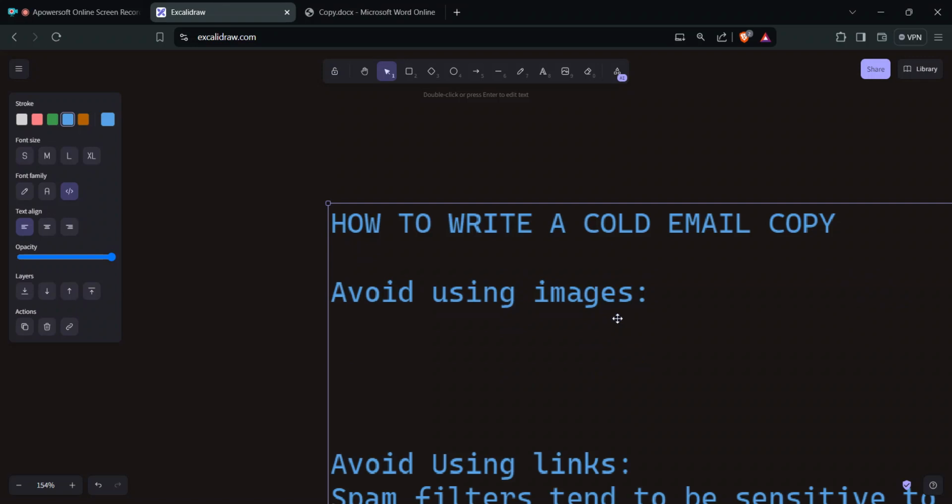The first thing that you should do is avoid having images in your cold email copy. That is straightforward. Do not include images in that cold email copy. Rather, ensure that you only have a text only copy for your email.